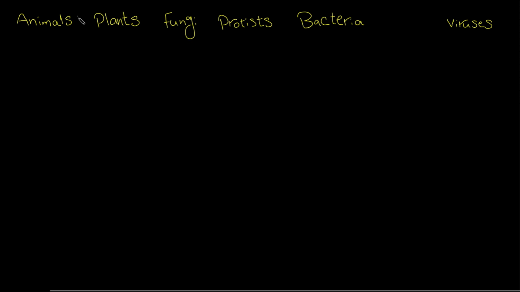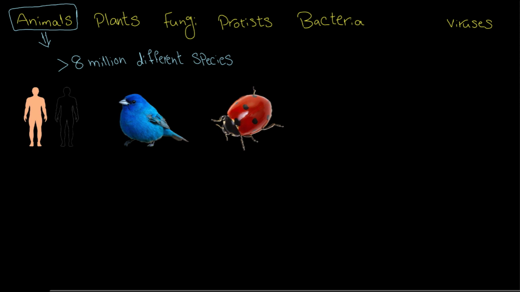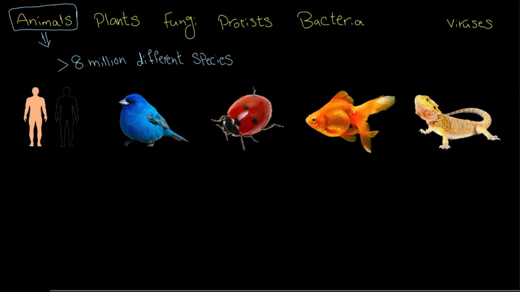So let's start talking about each one of those, and we're gonna start with animals. And since you know much about animals, you're not gonna find many new things here. Although it's difficult to know the exact number of existing animal species, it's known that there are more than 8 million different animal species, ranging between humans, birds, insects, fish, reptiles, and so on.